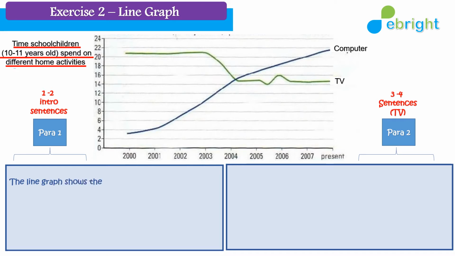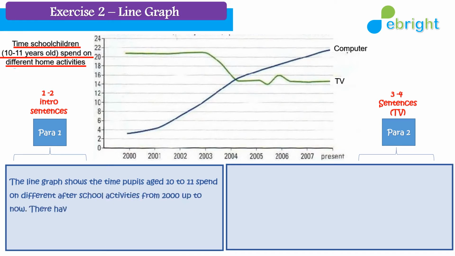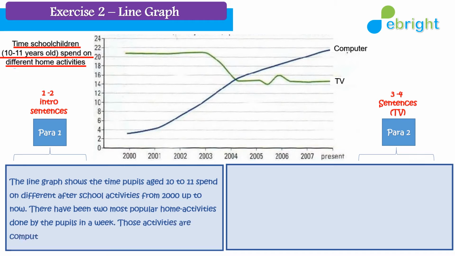And let's type. The line graph shows the time pupils aged 10 until 11 spend on different after-school activities from 2000 up to now. There have been two most popular home activities done by the pupils in a week. Those activities are computer and watching TV. You've got 3 sentences over there. Let's see the rephrasing. Pupils is the rephrasing from school children. And then after-school activities is different home activities. Up to now is rephrasing from the word present.